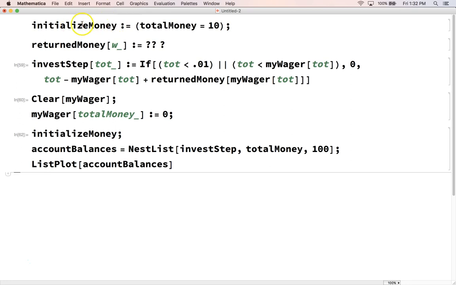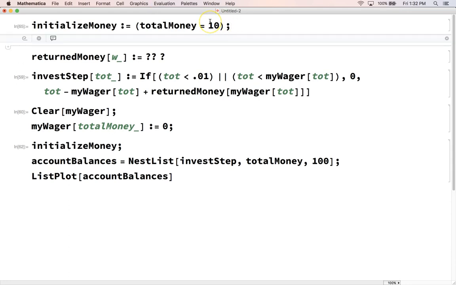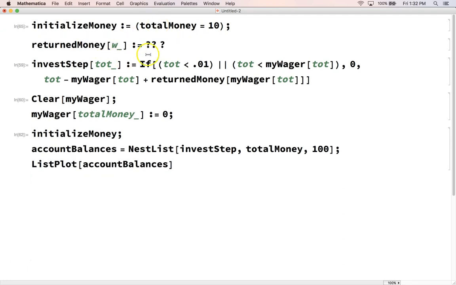So there's a lot of stuff written here, most of it you don't have to understand. This first line, initialize money. What that does is that's my way of saying you're going to start with $10. Returned money, in what you get in the activity, there's going to be a function written here, but for this video I've hidden it so that you cannot study it. So returned money, it's going to be some function where you invest some amount and you get back some other amount.